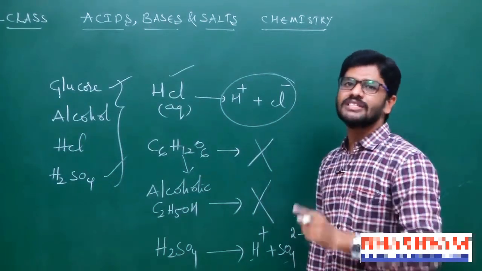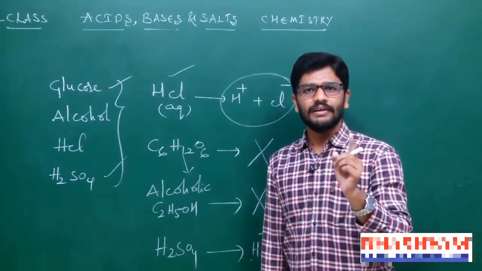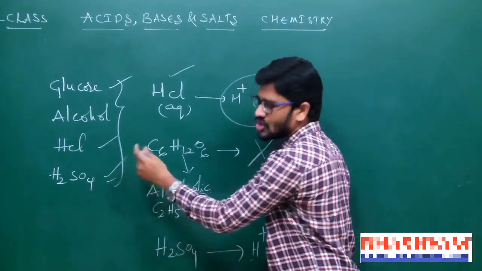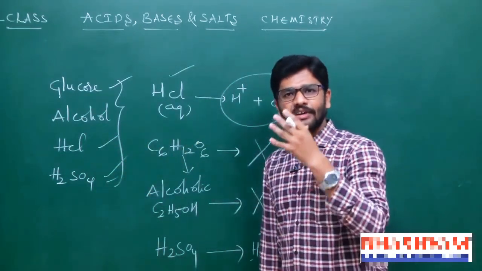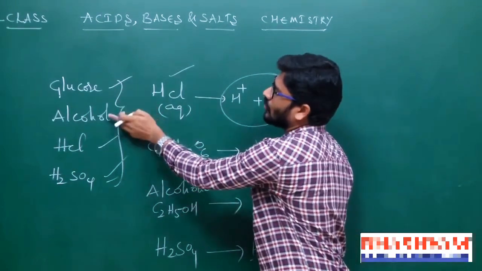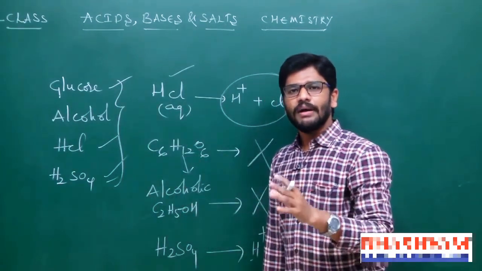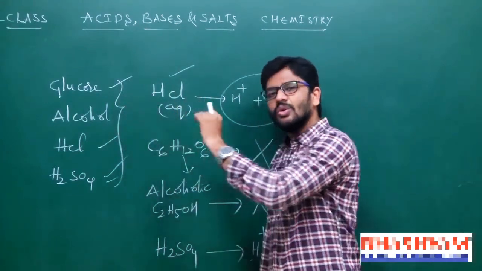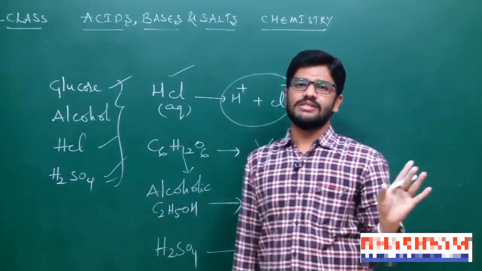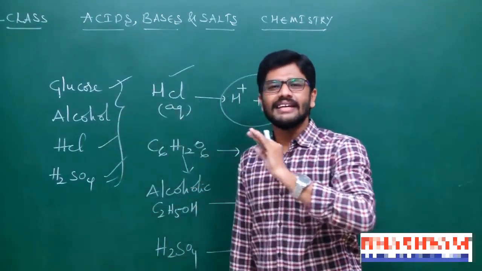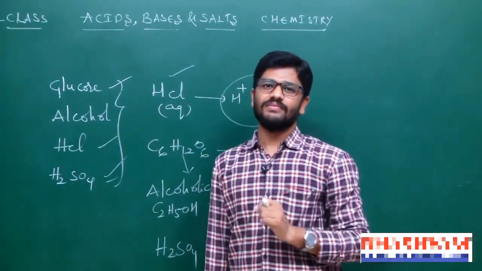So you will notice that in the experiment, in the case of HCl and H2SO4 solutions, the bulb will glow. Otherwise, in the case of glucose and alcoholic solutions, the bulb will not glow. It's nothing but these substances do not produce any free ions. That's why these substances cannot be considered as acids.